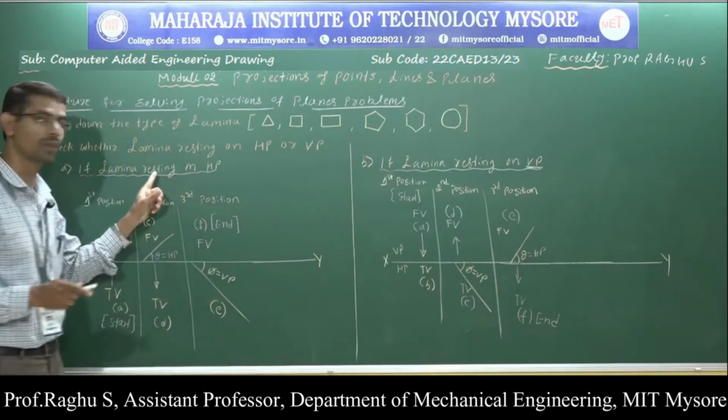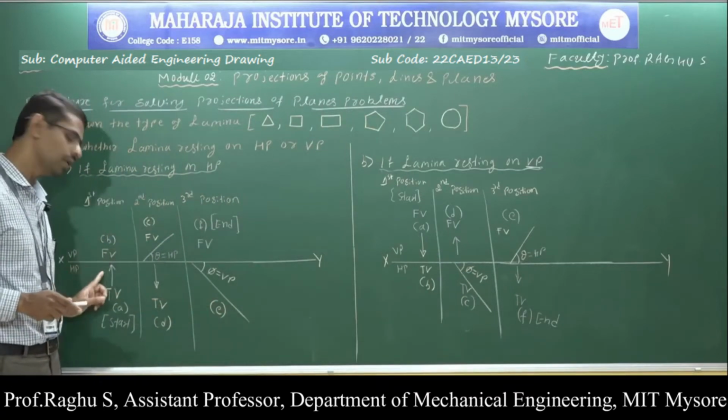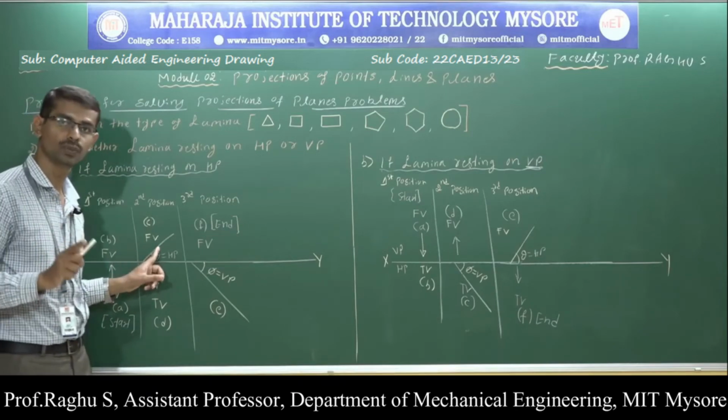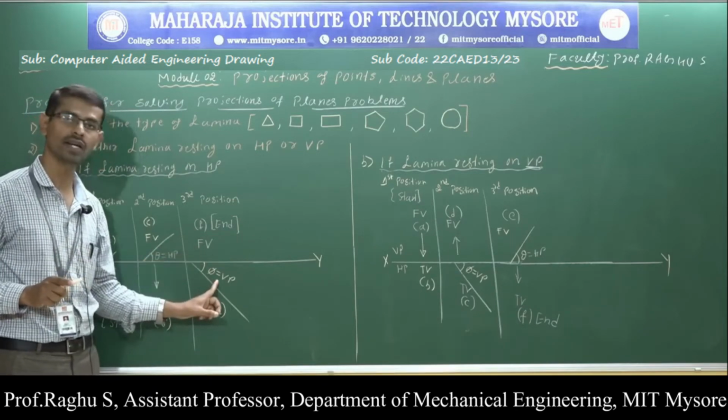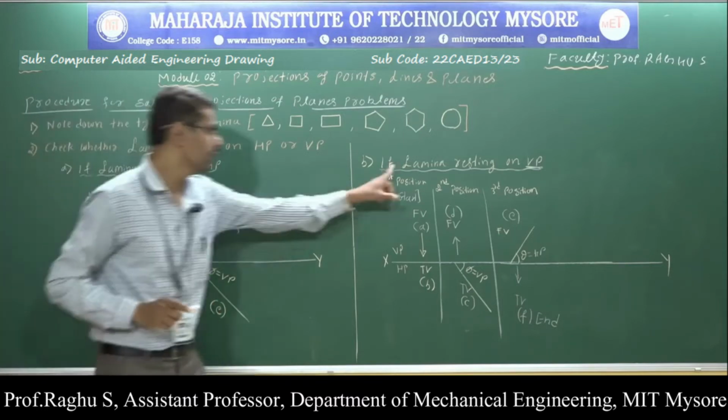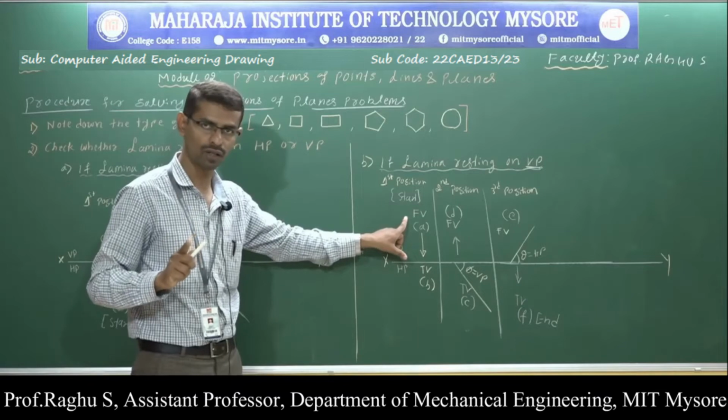But when the lamina is resting on HP, first I need the edge or corner resting conditions. To draw the second position I need the HP inclination. To draw the third position I need the VP inclination. Here, start the first position with the top view. Here, start the first position with the front view.